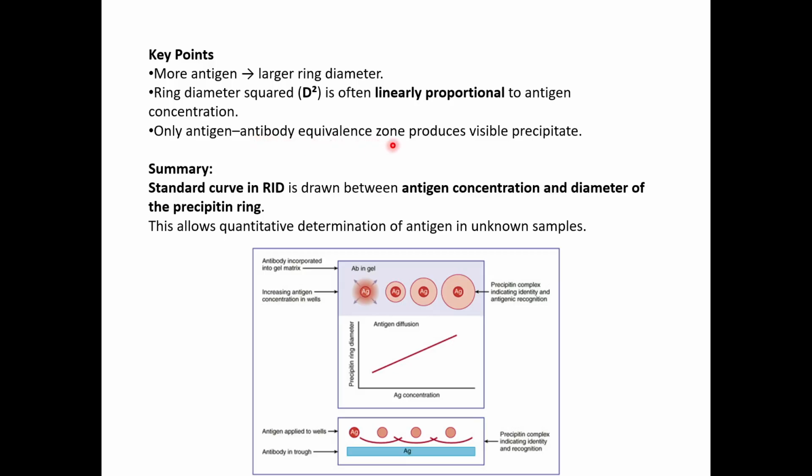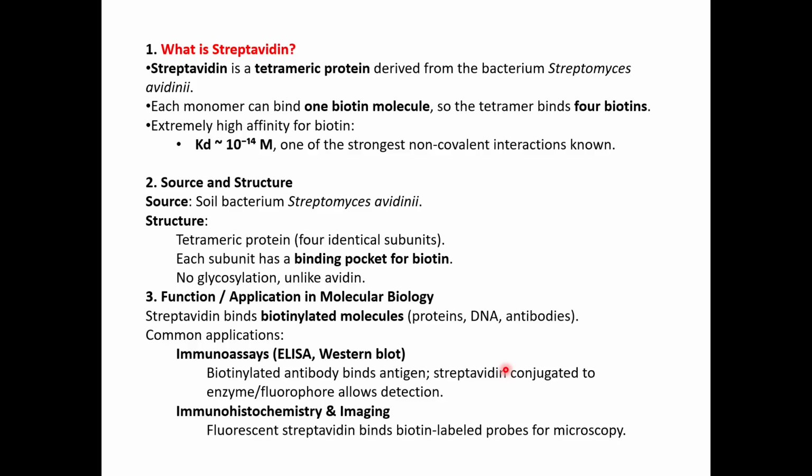Only the antigen antibody equivalence zone produces visible precipitate. So, to summarize, the standard curve in this is drawn between antigen concentration and the diameter of the precipitate ring. This allows the quantitative determination of antigen in unknown samples using the standard curve. So that was it about the RID.